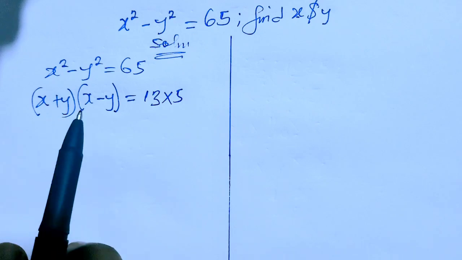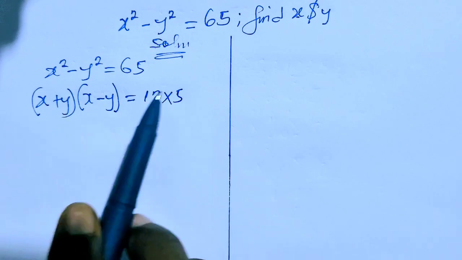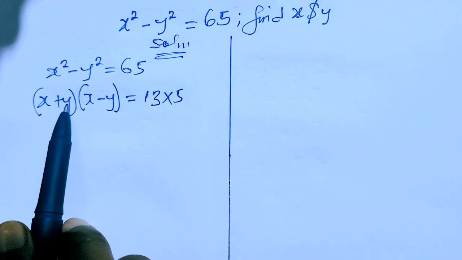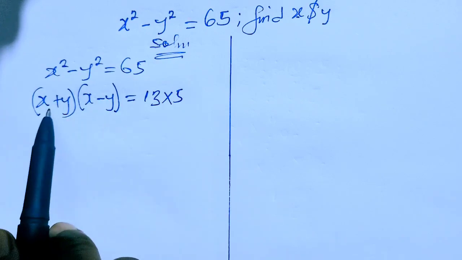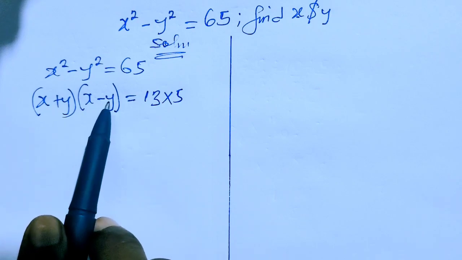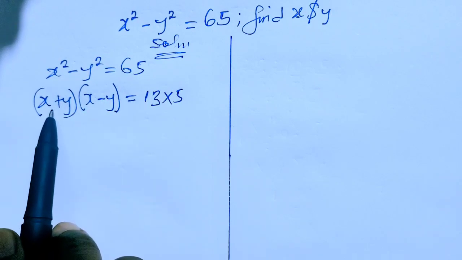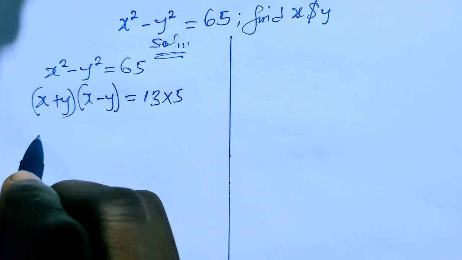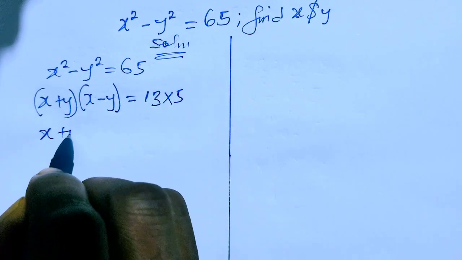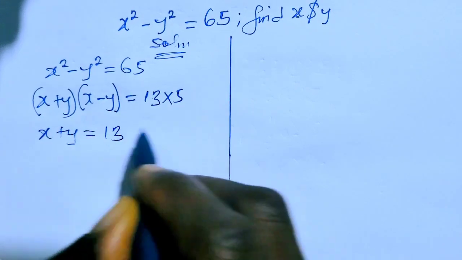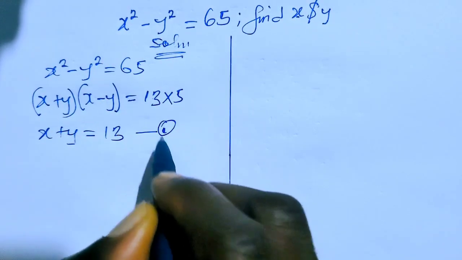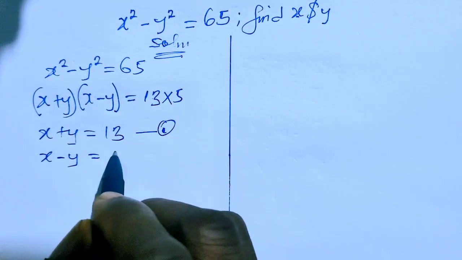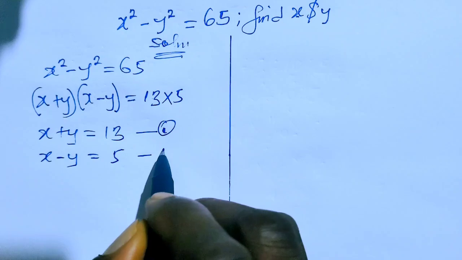Then the next step to be considered, we are going to compare the two sides of the equation. Right here we have x plus y and we have x minus y. x plus y is greater than x minus y. As such, we compare this with this and this with this. Now the equation becomes x plus y equals 13. We mark this equation 1, and we also have x minus y equals 5. We mark this equation 2.